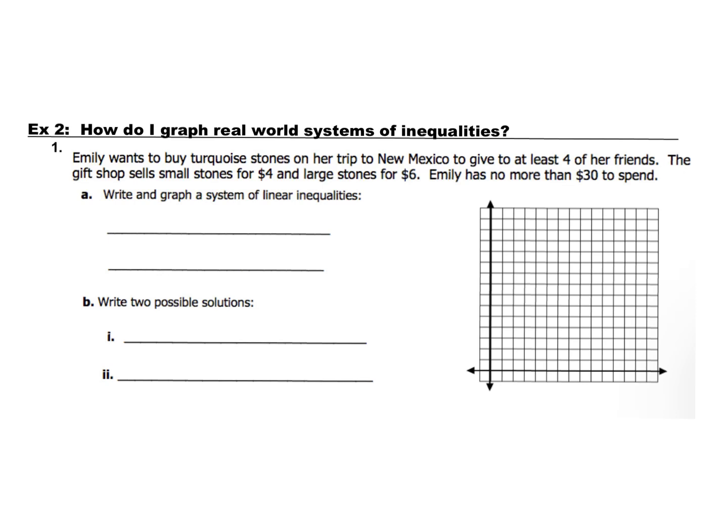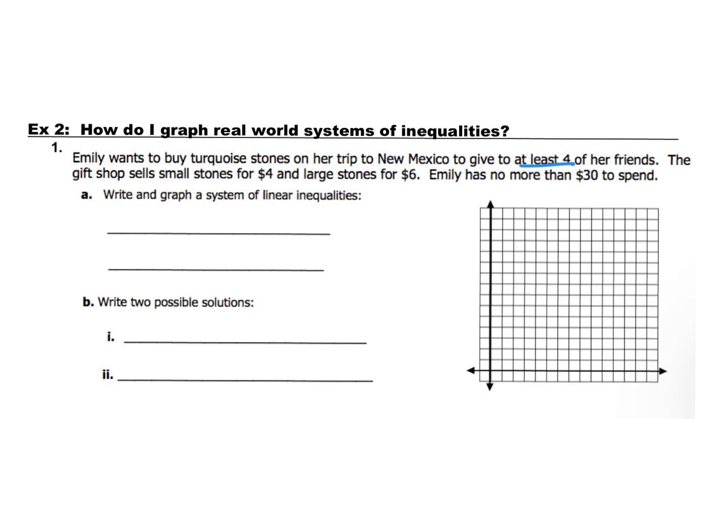All right, example number 2. How do I graph real-world systems of inequalities? So Emily wants to buy turquoise stones for her trip to New Mexico to give to at least 4 of her friends. The gift shop sells small stones for $4 and large stones for $6.